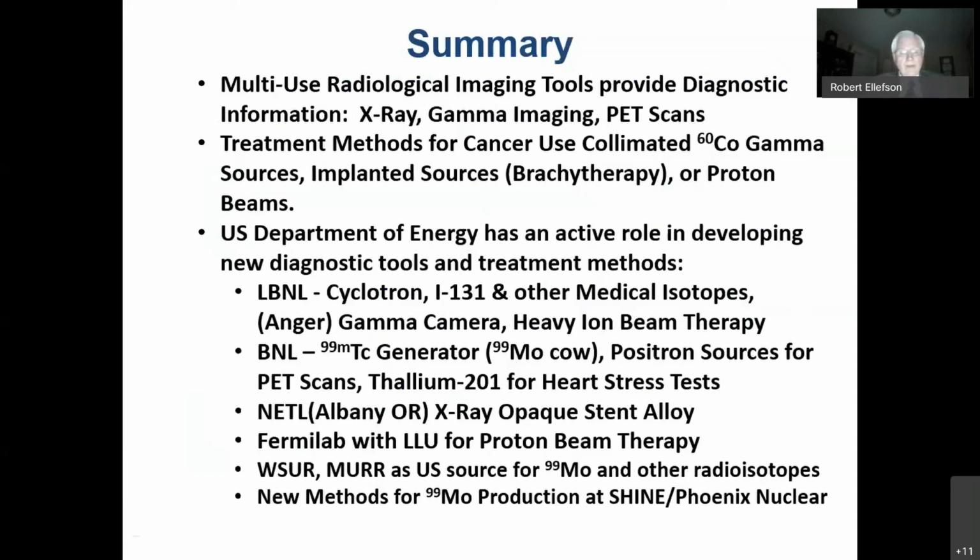Fermilab with Loma Linda University gave us proton beam therapy, and there have been a number of follow-ons to that. And then some of the latest research at Washington State University and Missouri University to generate Moly-99 as a US source, and then to try this new Moly-99 production method at SHINE and Phoenix Nuclear.